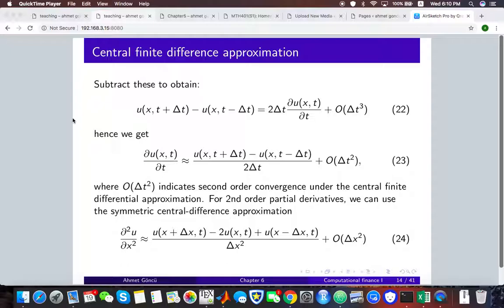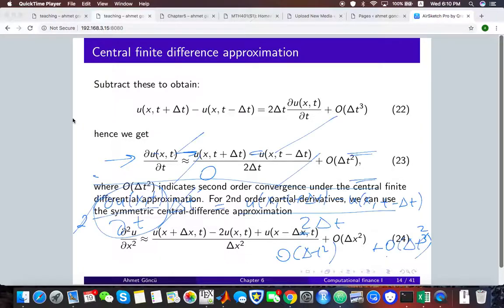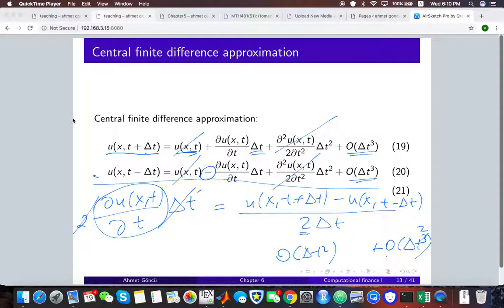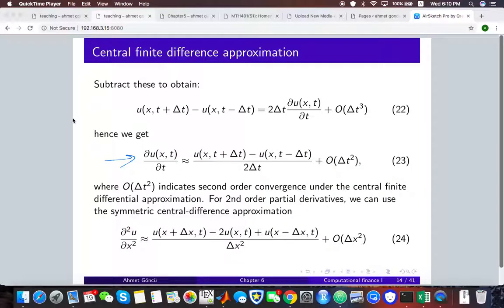So this is what we have written here in equation 23. And you can apply a similar Taylor expansion. Going back to this Taylor expansion, instead of subtracting, you can add these together. That will give you the approximation for the second order partial derivative terms. So you can write the approximation for a second order partial derivative term using again this central difference approximation idea.